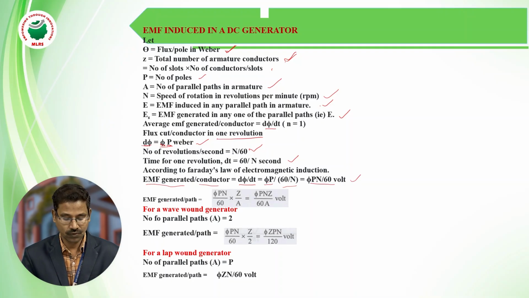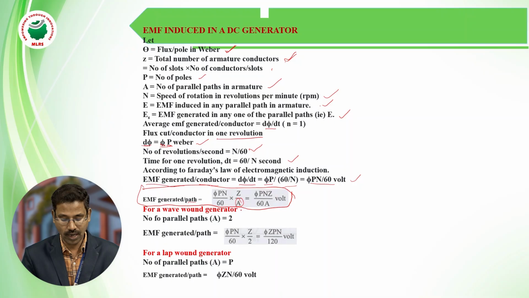So the EMF generated per path, or the total EMF generated in the generator, is given by the EMF generated per conductor into the total number of conductors per parallel path. Each parallel path has Z by A conductors, so this is nothing but pi p and Z by 60A. So this is the derivation of the general EMF equation of the generator, which is given by pi p and Z by 60A.